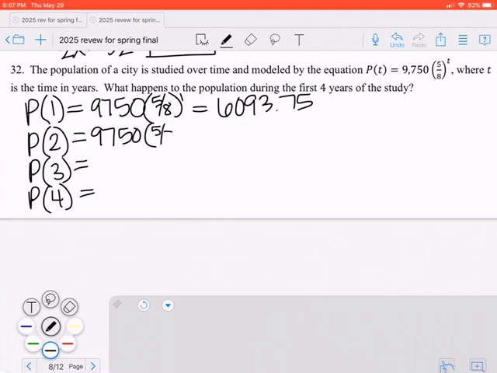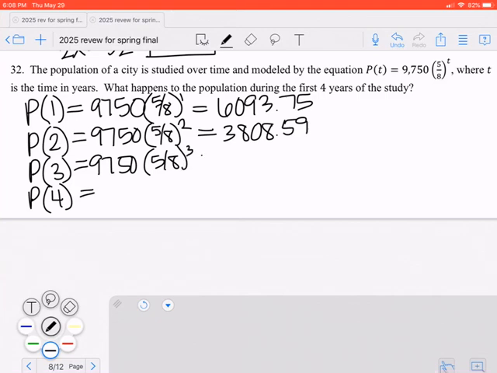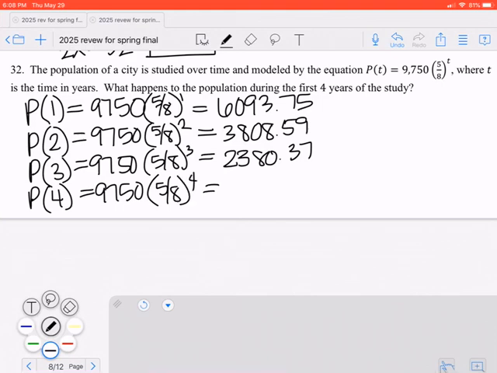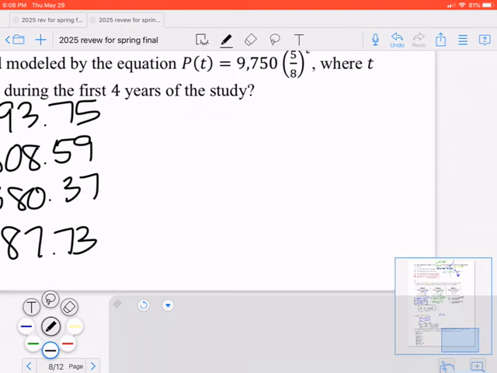And then 9750 times 5/8 to the power of 2. And this one is 3808.59. And then 9750 times 5/8 to the power of 3 is 2380.37. And finally, times 5/8 to the 4th is 1487.73. And so what happens to the population?